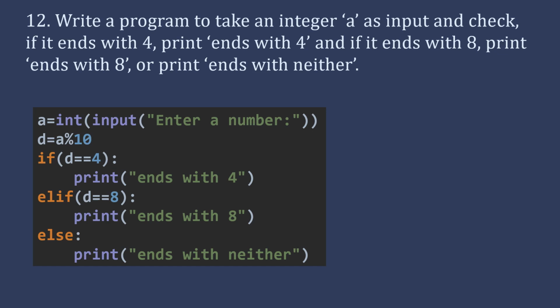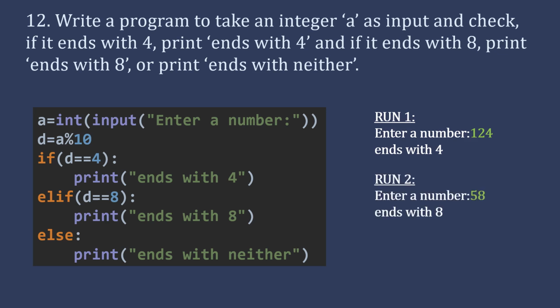So if d is the same as 4, then it will print ends with 4. Else if, you have to use an else if statement over here. Else if d equals 8, then it has to print ends with 8. Else, that means it is neither ending with 4 nor 8, so you can just print ends with neither. So you run this program, the first value entered, let's say 124, then it will print ends with 4. The next run, if you enter the number 58, then it will print that it ends with 8. And in a third run, let's say you enter a number like 912, then it will print ends with neither.